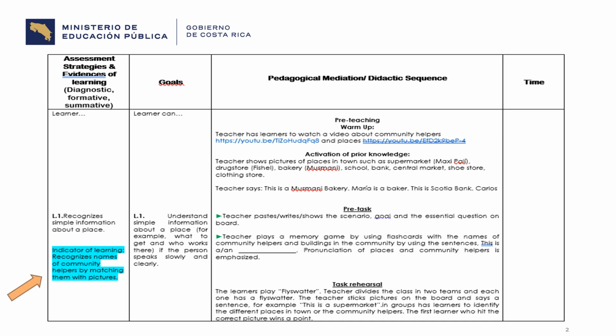But for Isabella, we have the indicator of learning, which is a little bit different: recognizes names of community helpers by matching them with pictures. It is important to know that every indicator must have an action. In this case, it's recognizes, which is what the student is going to do. Then a content, which is the names of community helpers, and then a condition, where or how the activity is going to be held by the student. In this case, the activity will be held by matching them with pictures.